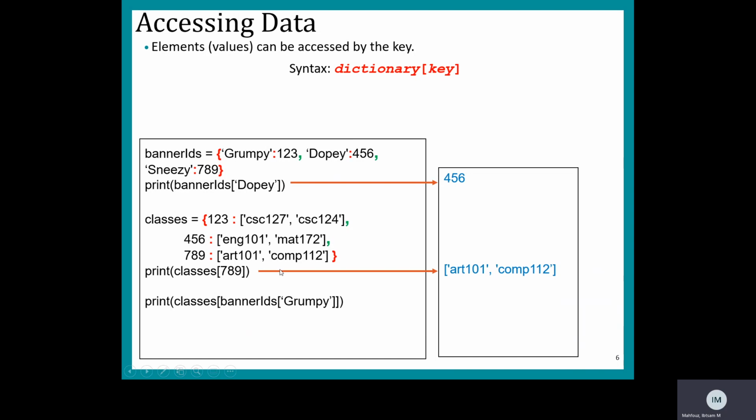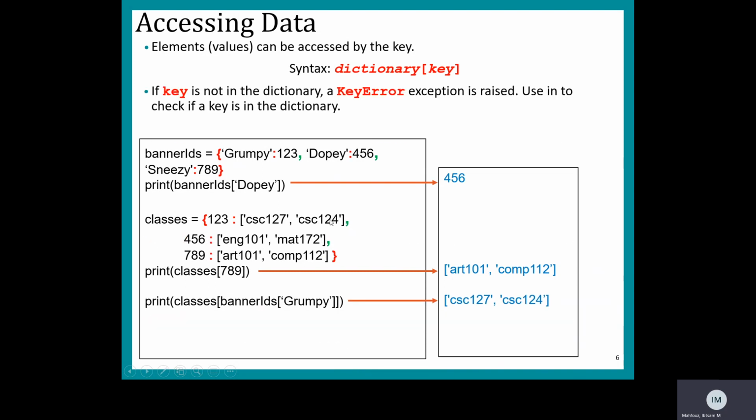And I can use nested calls. So here what I'm doing is I'm going to banner IDs and say, get me what's stored at Grumpy. Well, if I go to Grumpy, I see that what's stored there is 123. So banner IDs of Grumpy gives me back 123. And then I go to classes of 123, and it's going to give me the value stored there, which is CSC 127 and 124.